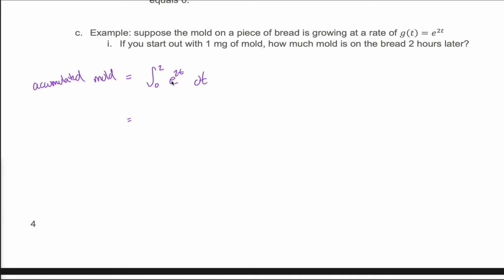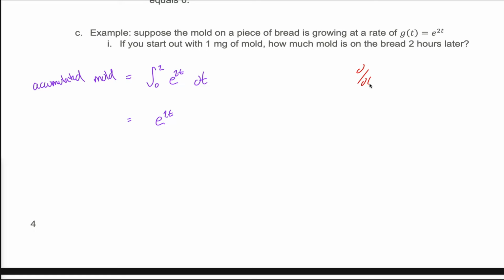Again, we don't have a method of figuring out this antiderivative just yet. So maybe you'd have to guess and check your way in there. You'd be like, well, I know the derivative of e to the t is e to the t, so maybe I should try doing e to the 2t. Maybe that's the antiderivative of e to the 2t. Does that work out? No, it doesn't.